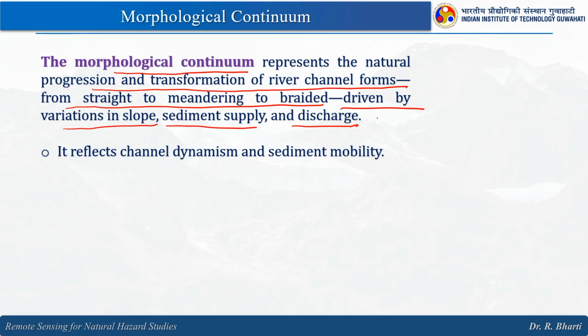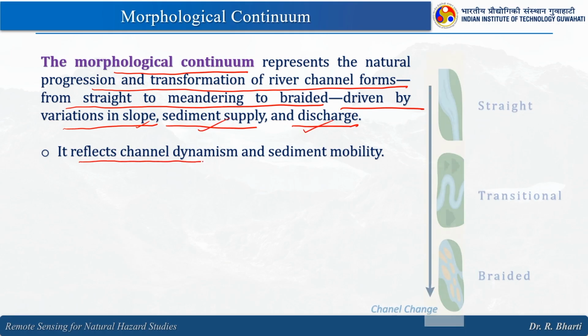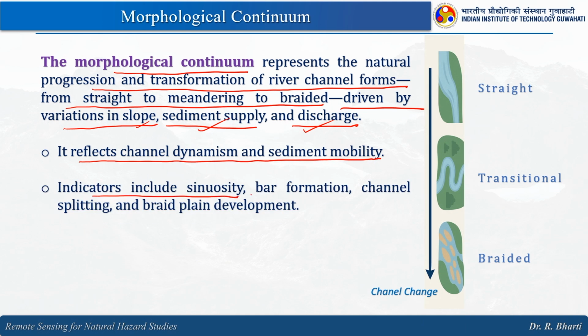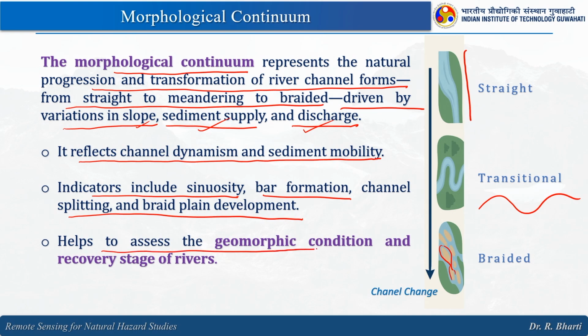So, you all will agree that the transformation from straight to meandering is driven by the slope, sediment supply and discharge, right. So, it reflects channel dynamics and sediment mobility. Indicators include sinuosity, bar formation, channel splitting and braid plain development. Here you see this particular example is for the straight one. Then here you have the transitional phase, which is basically the meandering, and then here you have the braided one, right. It helps to assess the geomorphic condition and recovery stage of rivers.